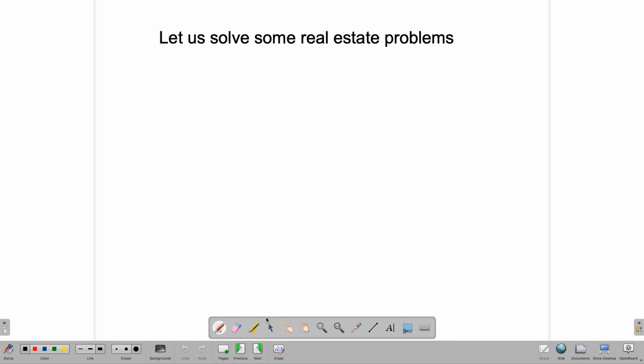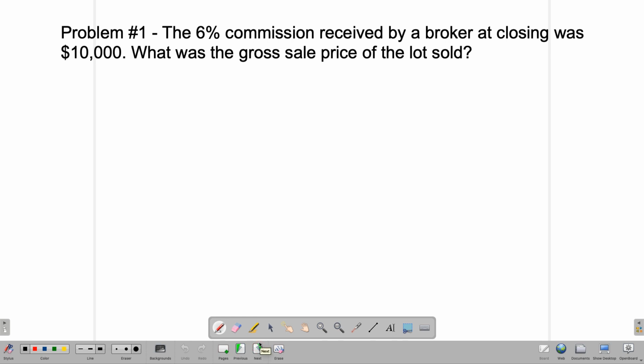Let us solve some real estate problems. All right, so problem number one, we have a 6% commission. The 6% commission received by a broker at closing was $10,000. What was the gross sales price of the lot sold?